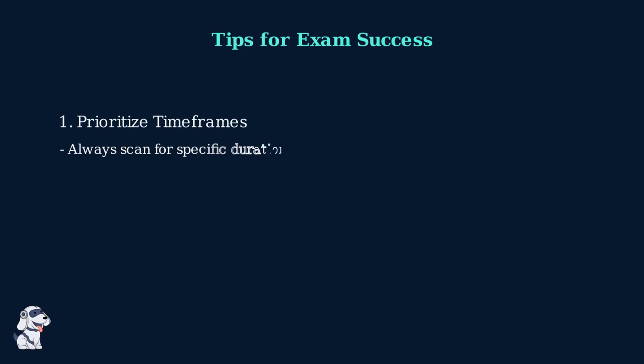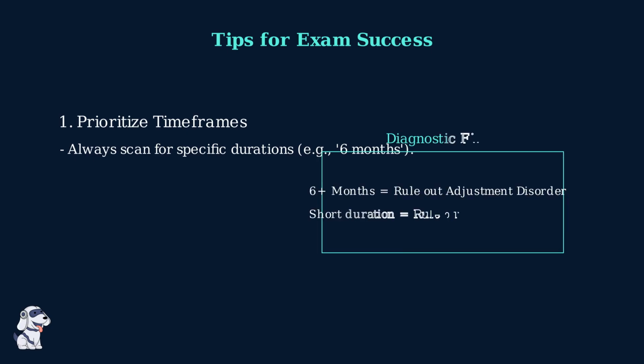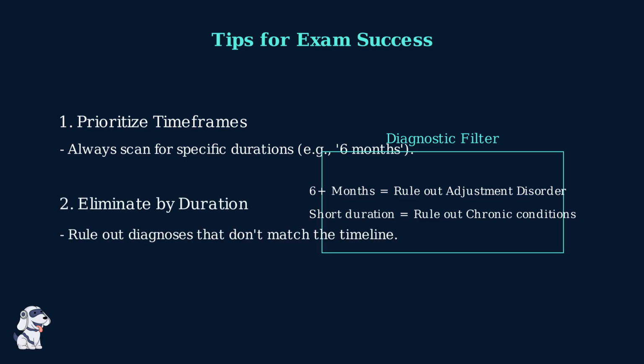When approaching clinical exams, always scan for the key timeframe first. Identifying the duration of symptoms is the fastest way to eliminate incorrect choices. For instance, if the prompt mentions symptoms lasting 6 months or longer, you can immediately rule out short-duration diagnoses like adjustment disorder. Use these timelines as a filter. If the clinical presentation doesn't fit the required diagnostic window, move on. This process of elimination is vital for high-stakes testing.